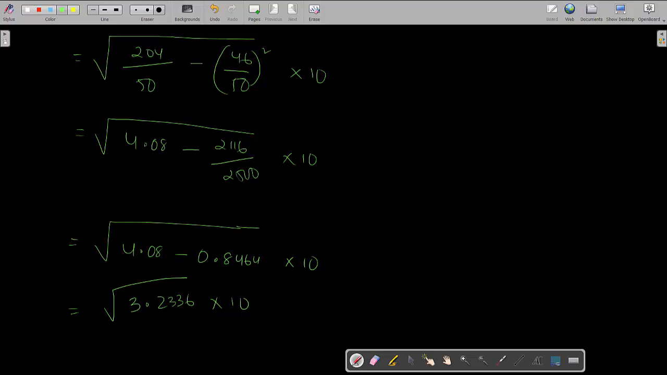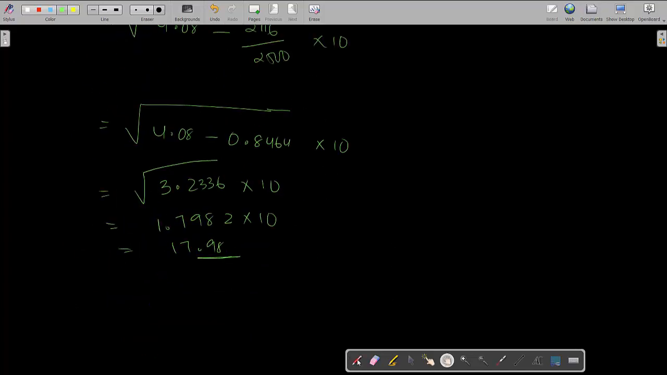The square root of 3.2336 is equal to 1.7982 into 10. So if you multiply, you will get 17.98. So this is our standard deviation value. Okay, our SD is equal to 17.98.